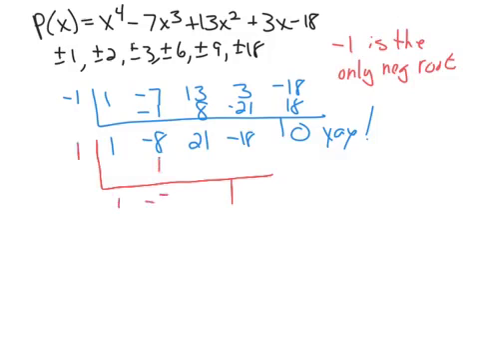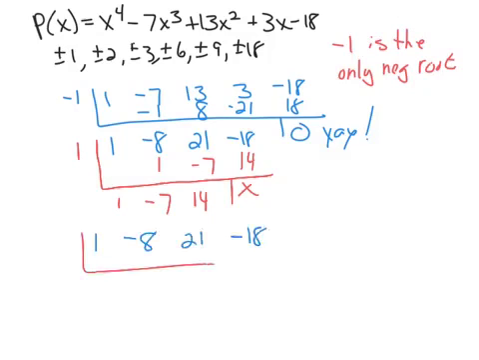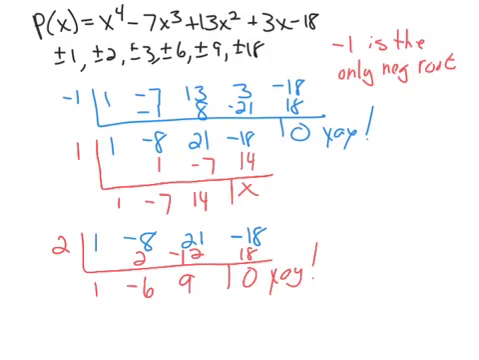1, 1, negative 7, negative 7, 14, 14. No, that one's not going to work. So let's try another one. Let's try positive 2. 1, negative 8, 21, negative 18. Put him in there. Positive 2, because he's on my list up there. 1, 2, negative 6, negative 12, 9, 18. Yes, it works. So yay, we found them. So my roots are from synthetic division, negative 1 and positive 2.